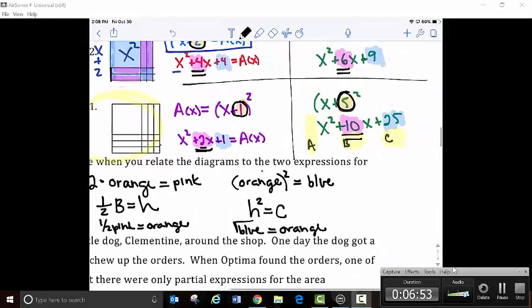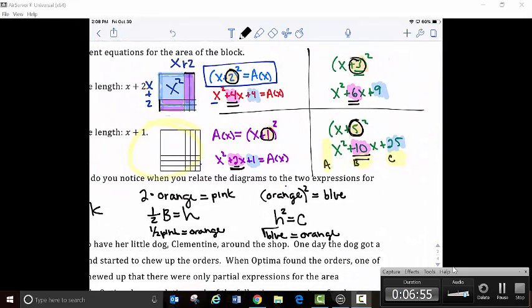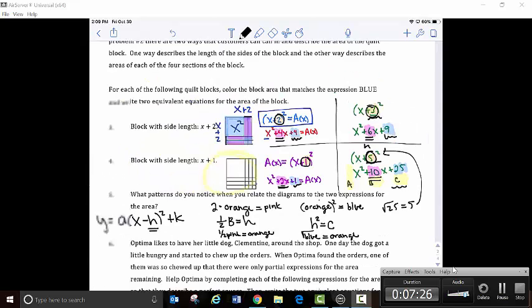The other thing you can look at is the orange to the blue. If you took the orange value and squared it, 2 times 2, you would get the blue. 1 times 1 is 1. 3 times 3 is 9. And 5 times 5 is 25. So the orange value squared equals the blue, or you could say the square root of blue equals the orange. The square root of 25 equals 5. And otherwise, you could say that H squared equals C.